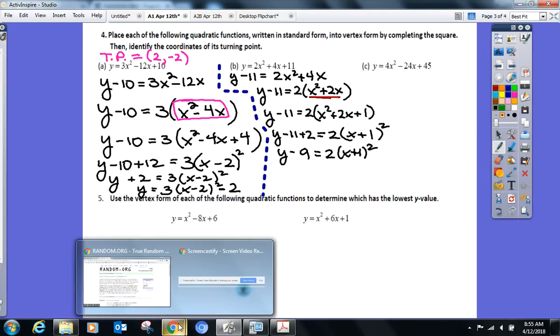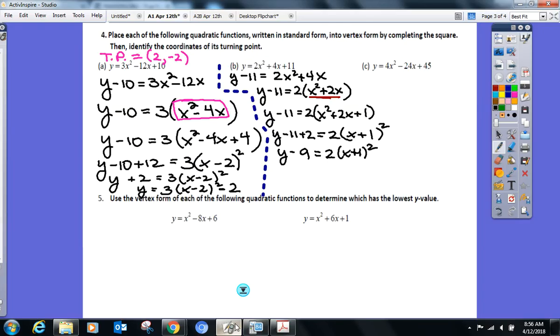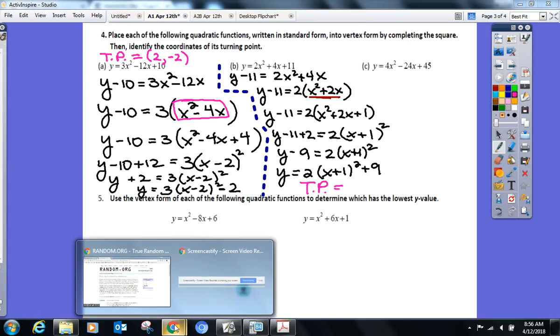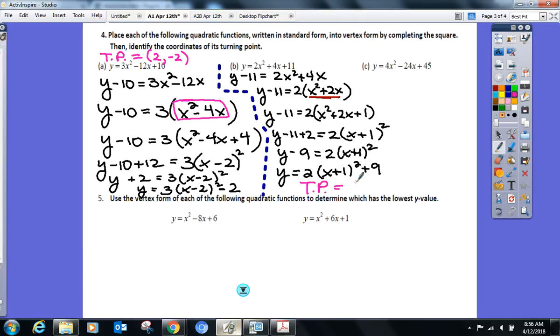And finally, to get this into vertex form, what do you got for me? Okay, so I'm looking at y equals 2 times x plus 1 squared plus 9. And then how about our turning point now? Our turning point. 9, our turning point. Negative 1 and 9.